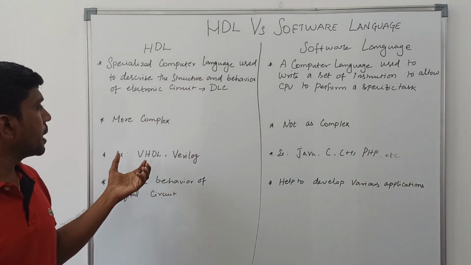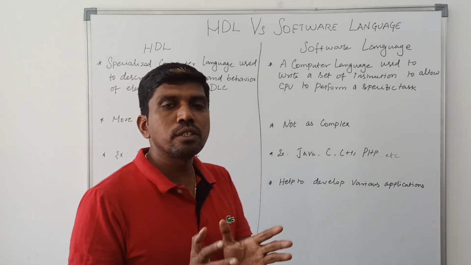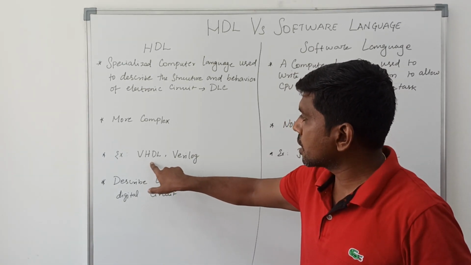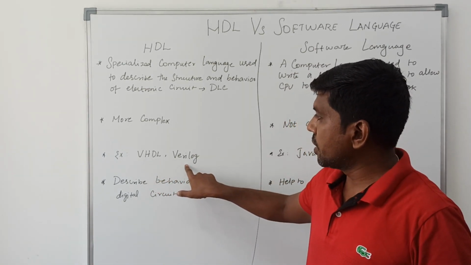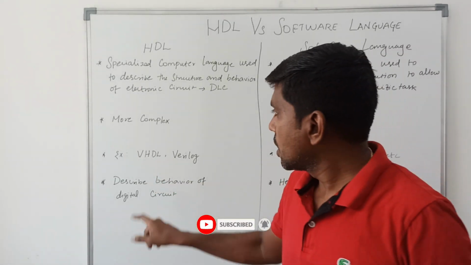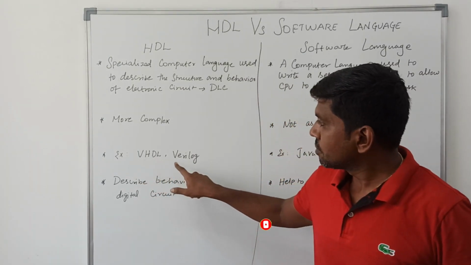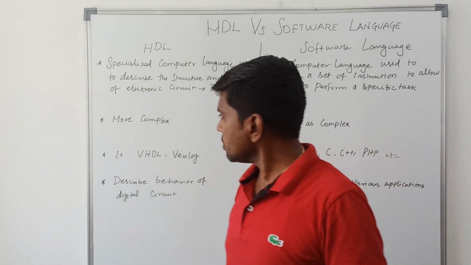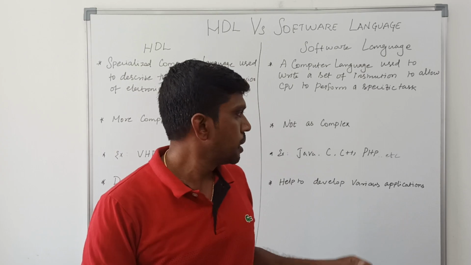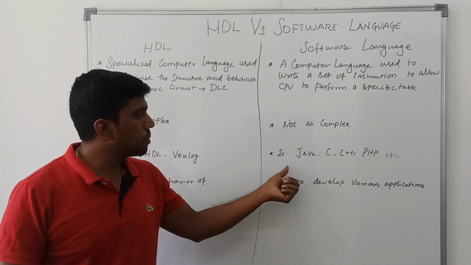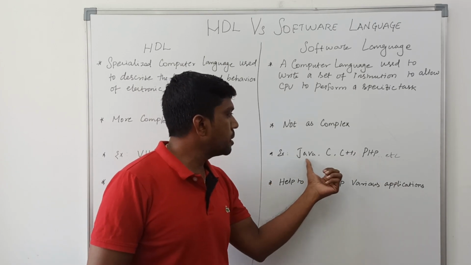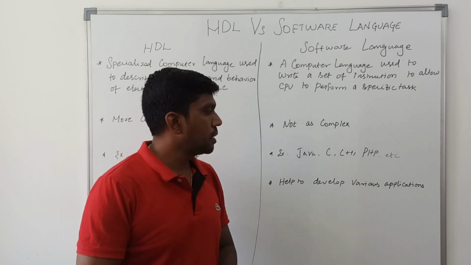And the third point, examples. In hardware description language, the two examples are VHDL and Verilog. The abbreviation of VHDL is VHSIC, very high speed integrated circuit, hardware description language. The next example is Verilog. These two languages come under hardware description language. Then for software languages, examples are Java, C, C++, PHP, etc. All of these come under software languages.